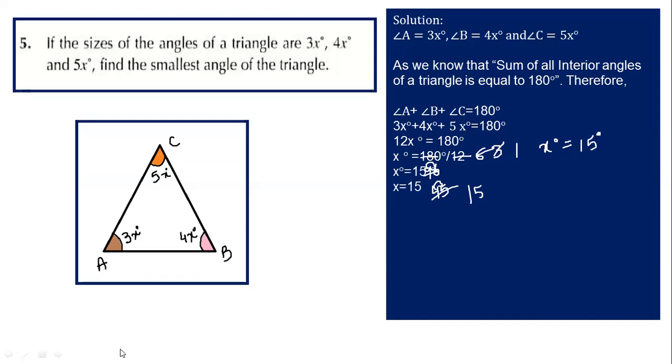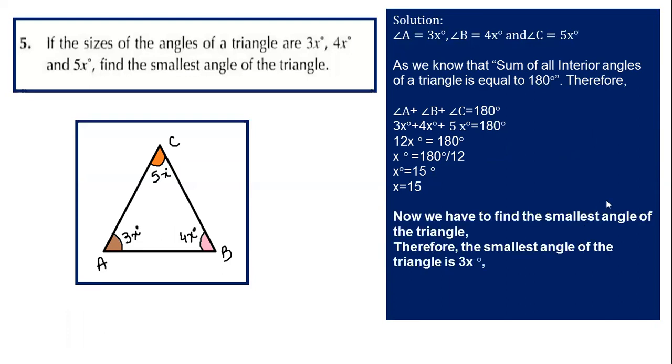So 15 degree. I hope you have noted this. Now I am erasing all here. So after cancellation, 15 degree came. When 180 degree is divided by 12, you will get 15 degree. So degree and degree cancel, x is equal to 15. Why do degree and degree cancel? Because you have to find the value of x first, the unknown first. Now we have to find the smallest angle of the triangle. Therefore, the smallest angle of the triangle is 3x degree. So you have to put the value of x in this angle.